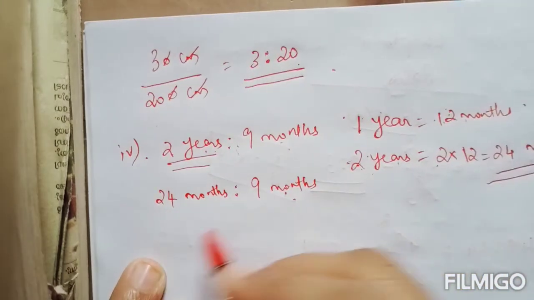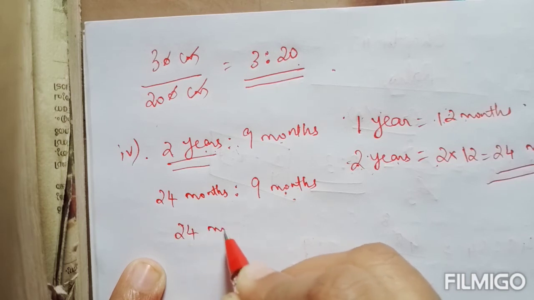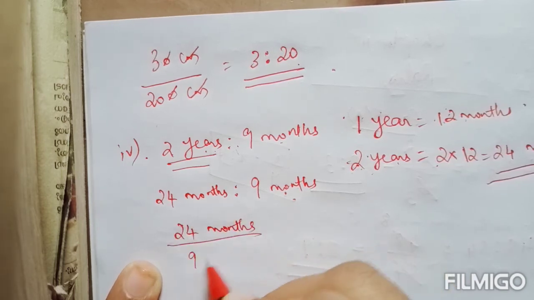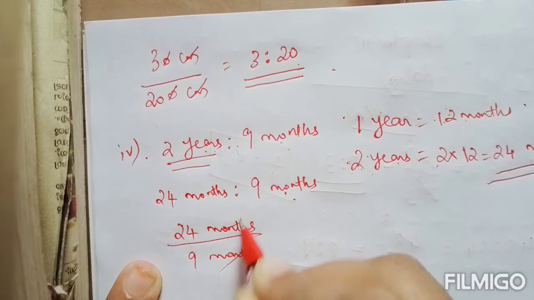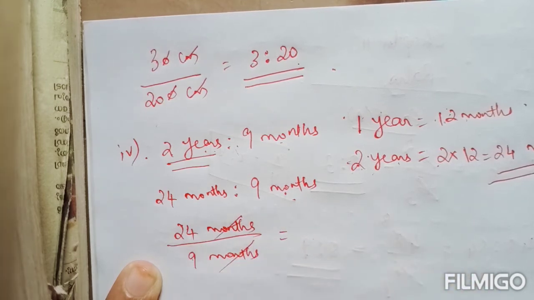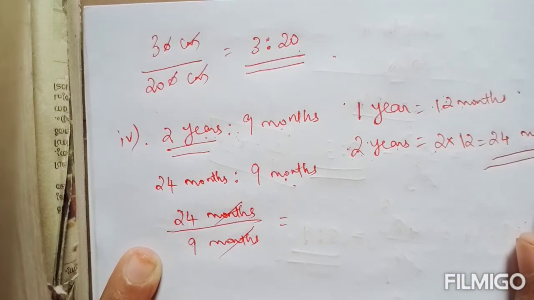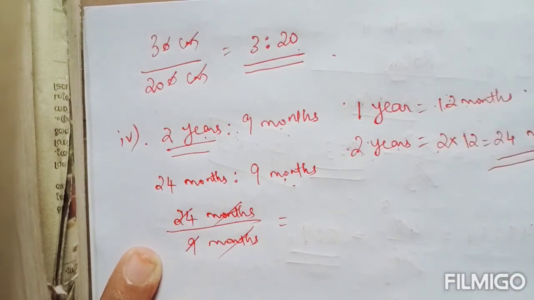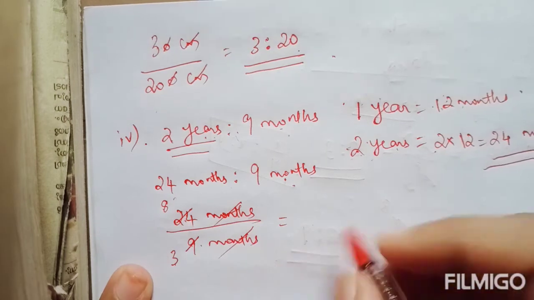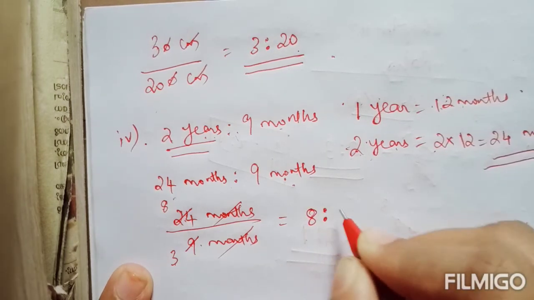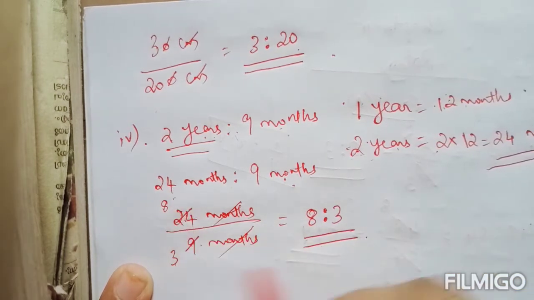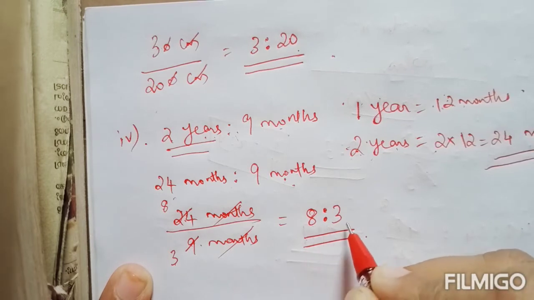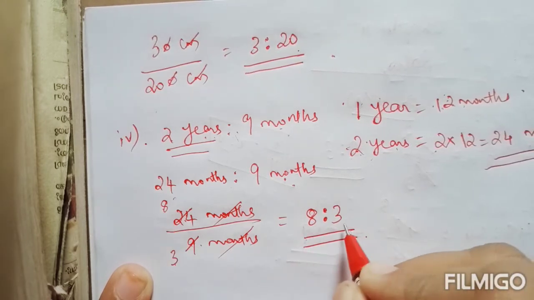Now in order to find the ratio, we have to divide 24 months by 9 months. So the months we can cancel. 24 by 9 we can reduce it. We can write that in lowest term. 24 and 9 will go in 3: 8 into 3 is 24, 3 into 3 is 9. So 8 by 3, the ratio will be 8 is to 3. X by y we can write as x is to y.